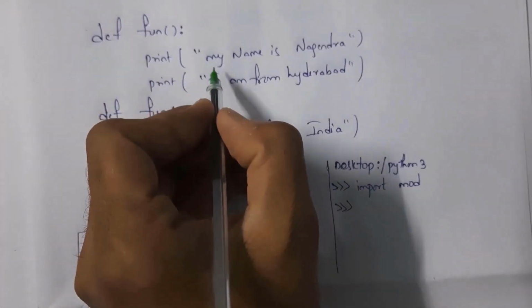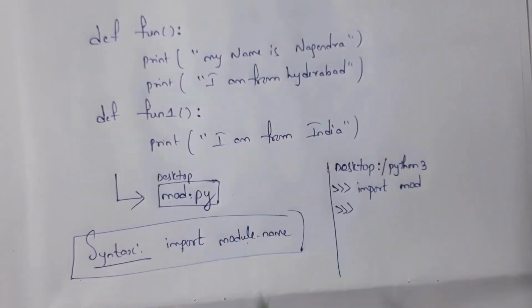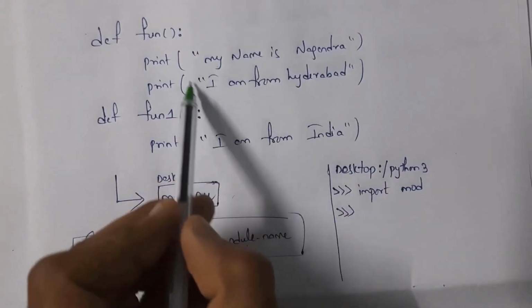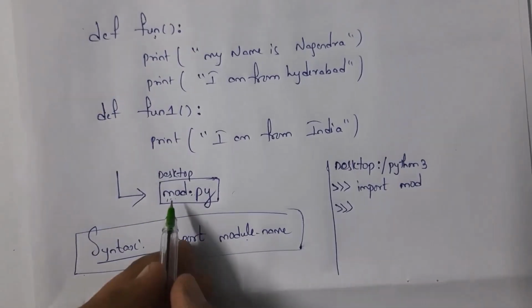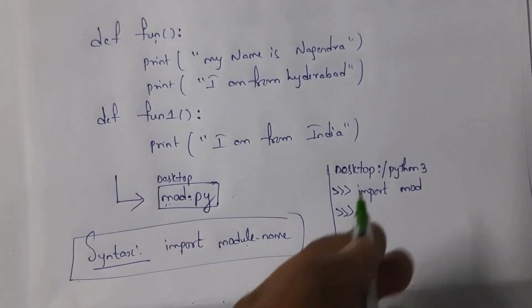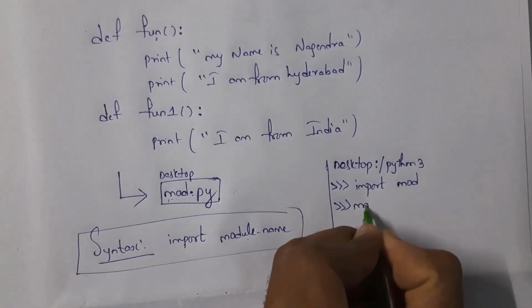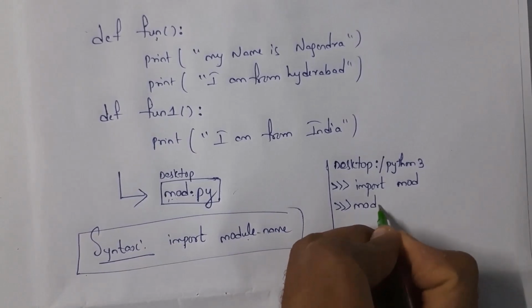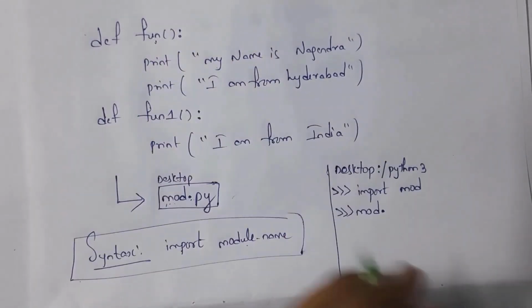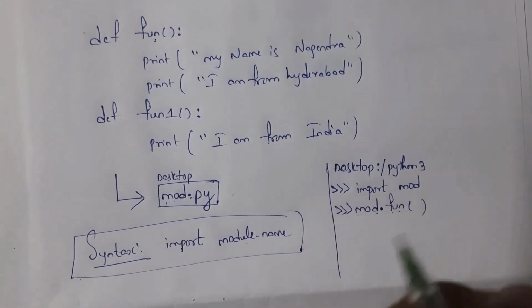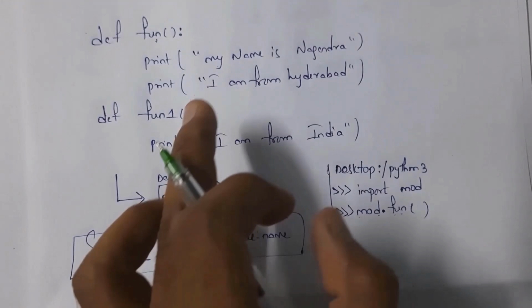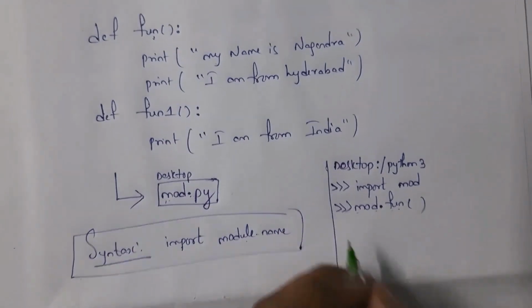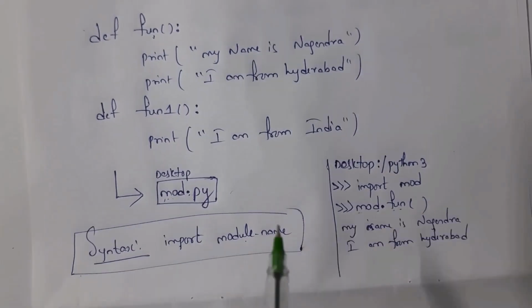Now I want to print the statements: my name is Nagendra and I am from Hyderabad. The statements are present in the function fun. This function is present in the module mod.py. So just write mod, that is the module name, dot, and the function name fun. It will print the statements which are present inside this function. What are the statements? My name is Nagendra and I am from Hyderabad. When you press enter, you will get the output.